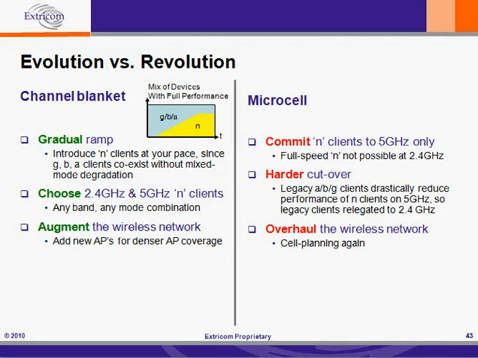The problems of cell planning for 5 GHz and 2.4 GHz simultaneously, along with the need to reserve the 5 GHz band exclusively for end clients, means that introducing 802.11n into a microcell environment is a much harder cutover. Legacy clients are relegated to the 2.4 GHz band and may feel the impacts of increased co-channel interference in that band. The channel blanket, on the other hand, enables a gradual introduction of 802.11n into an existing business environment. Legacy clients can operate on 2.4 GHz or 5 GHz, and both bands are also viable for end clients.